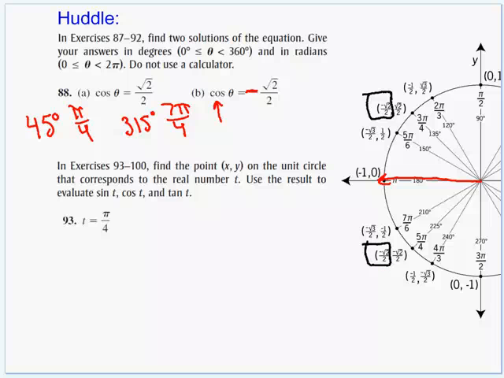So what angle measures made those outputs possible? 135 degrees. Down here in the second quadrant at 225 degrees. And in radian measure, that'd be 3/4 pi. And 5/4 pi. There we go.